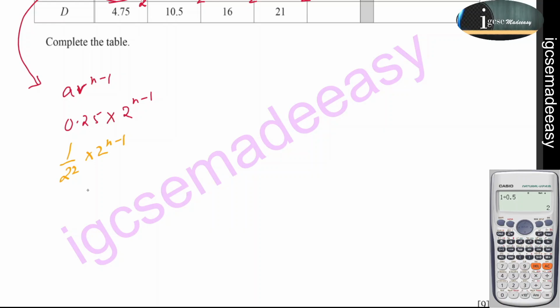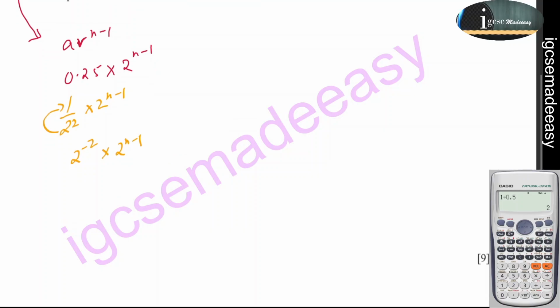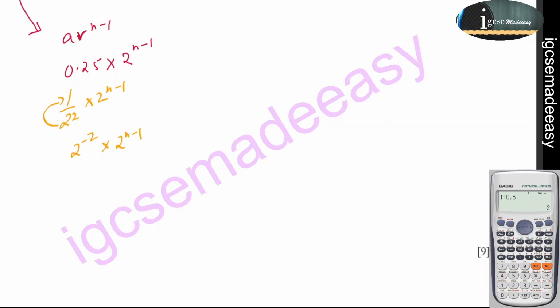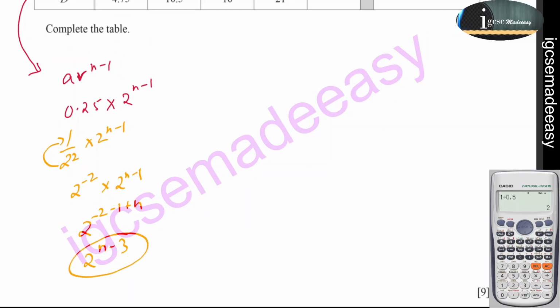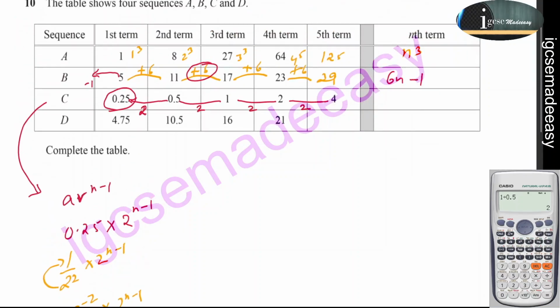Now this 2 square, if it goes up, it becomes 2 raised to the power minus 2, times 2 raised to the power n minus 1, right? This goes up, so it has a negative sign on the power. Now the bases are the same, so we can add the powers: 2 raised to the power minus 2 plus n minus 1. We are just adding the powers. So we are left with n minus 3. So this will be your answer for this: 2 raised to the power n minus 3.